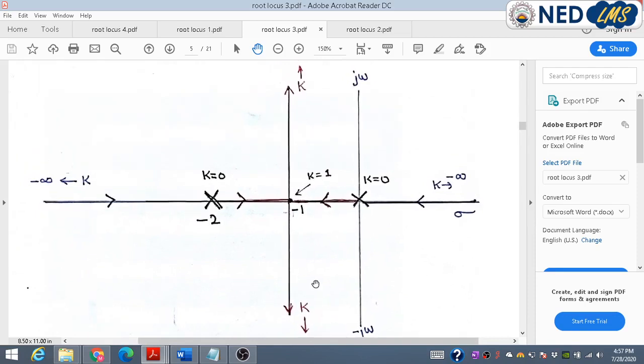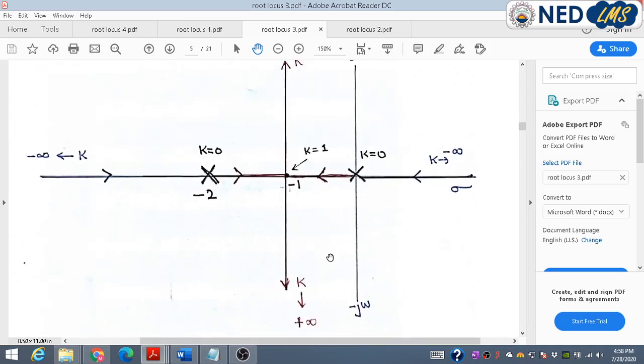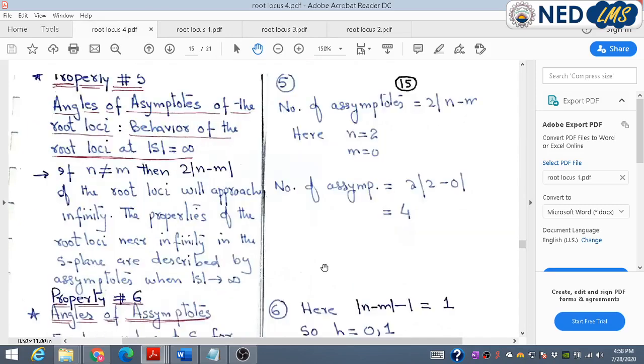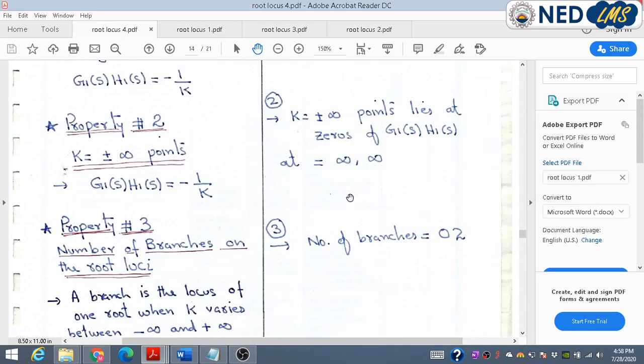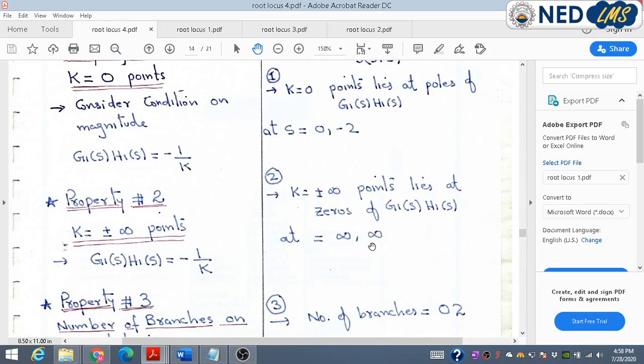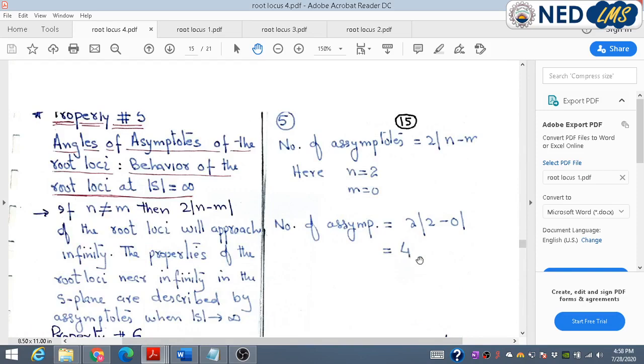If we see this example, we should know the k0 point as well as the k minus infinity point, where the branches can start, and we should know about the k positive infinity points, where the branches should end. In our problem, we have only k0 points, but we do not have the information about the positive infinities. Therefore, we have to find out a total of 4 asymptotes. Out of 4 asymptotes, 2 give us information about the minus infinity points, and 2 give us the information about the 2 positive infinity points.